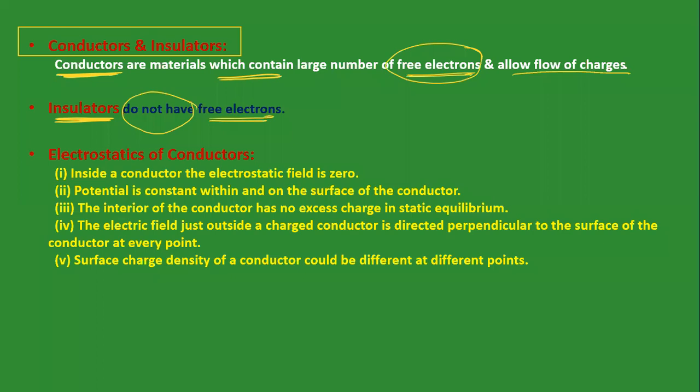Listen, so I repeat this. Conductors and insulators we have to learn. Conductors are the materials which contain a large number of free electrons and allow flow of charges. Insulators do not have free electrons, meaning insulators are bad conductors of electricity, that you know.